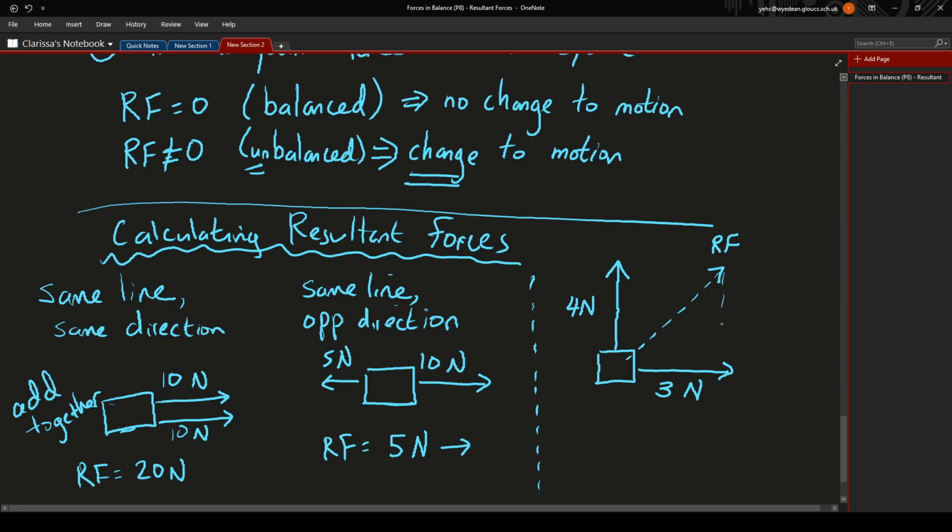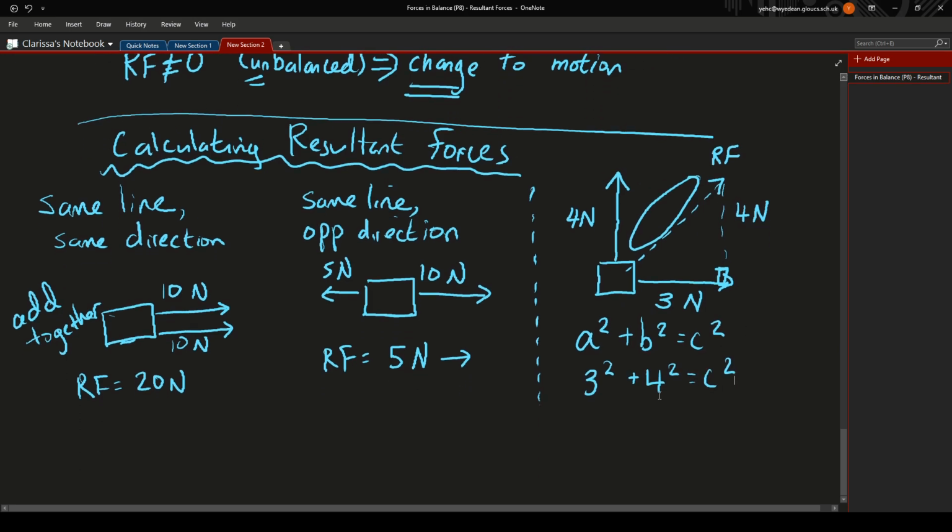Well, if you notice, we've made a little right angle triangle. And this is the same length as that. And so you could use Pythagoras to find the resultant force. Pythagoras, remember, is a squared plus b squared equals c squared. In this case, a is 3. 3 squared plus 4 squared equals c squared. This is just what we did on the first day. So our resultant force is going to be 5 newtons to the top right direction.